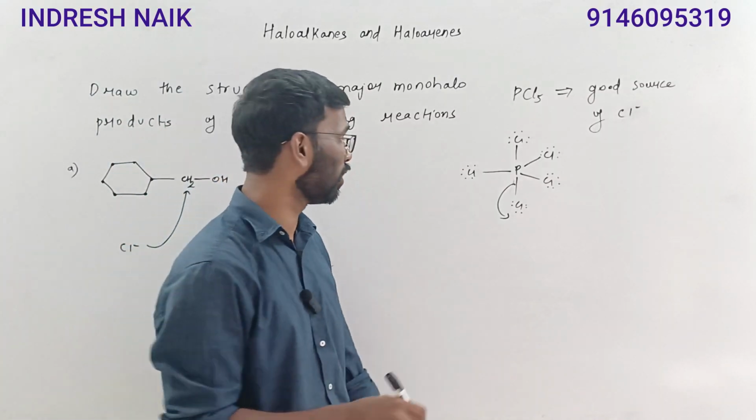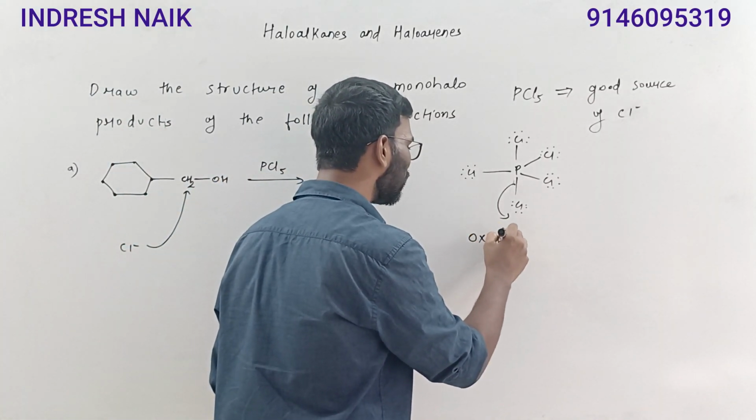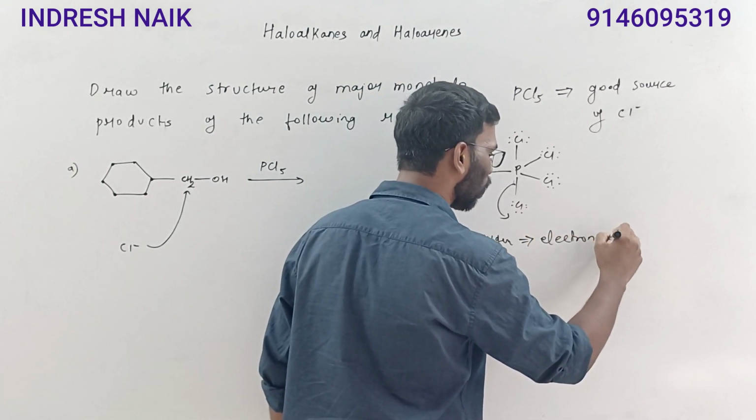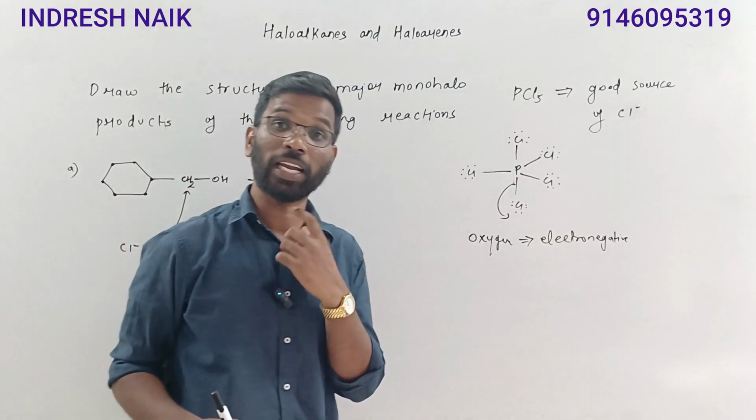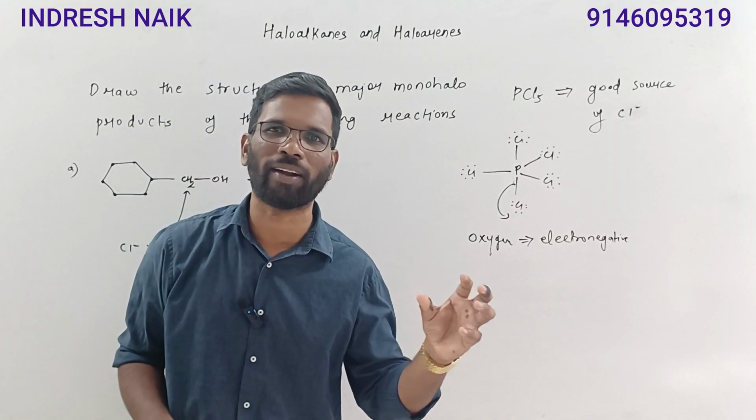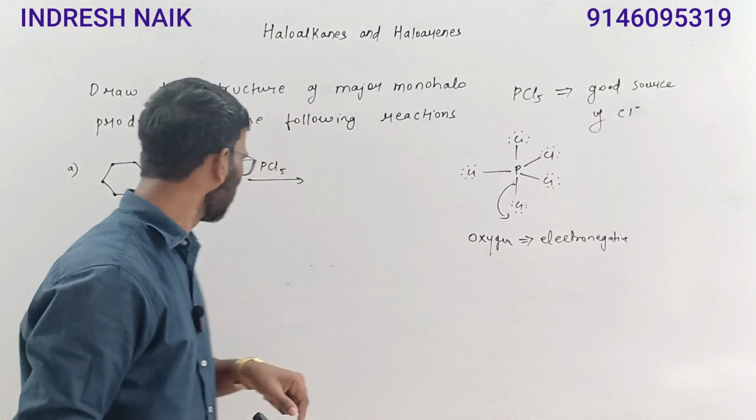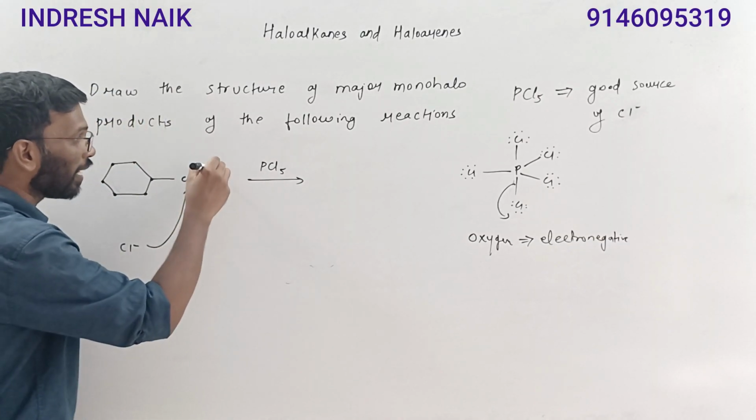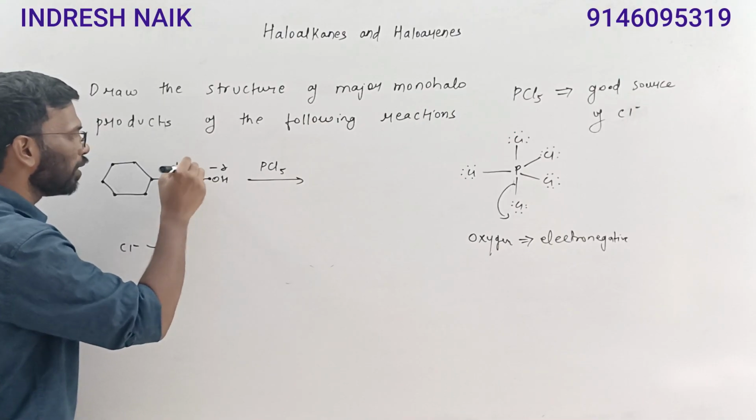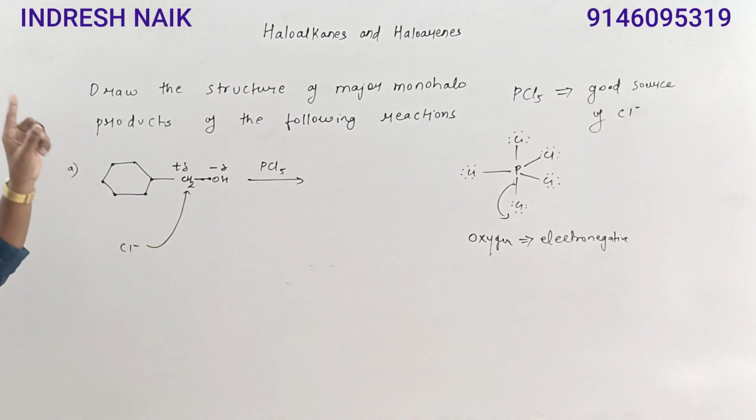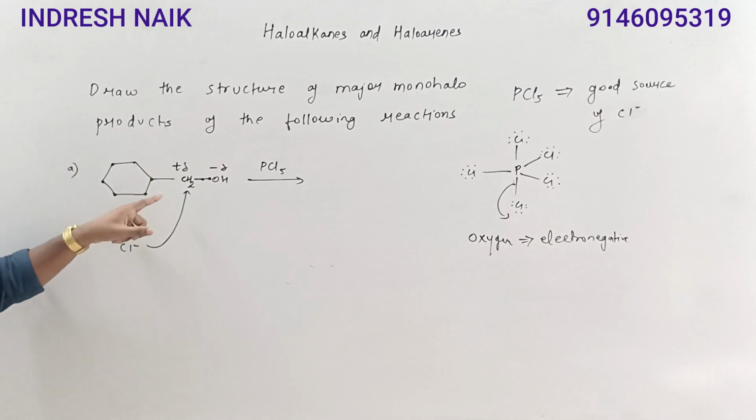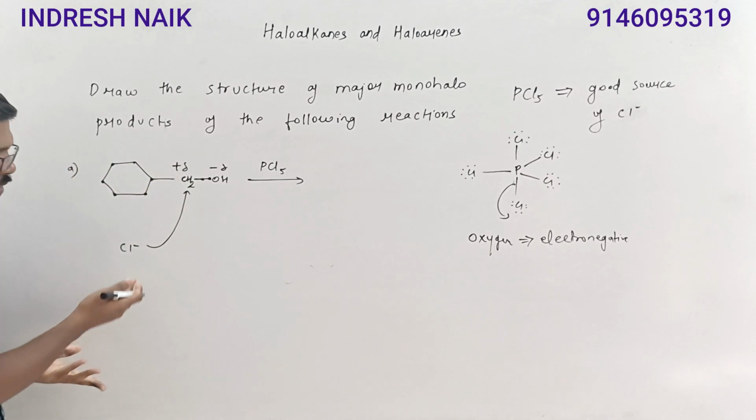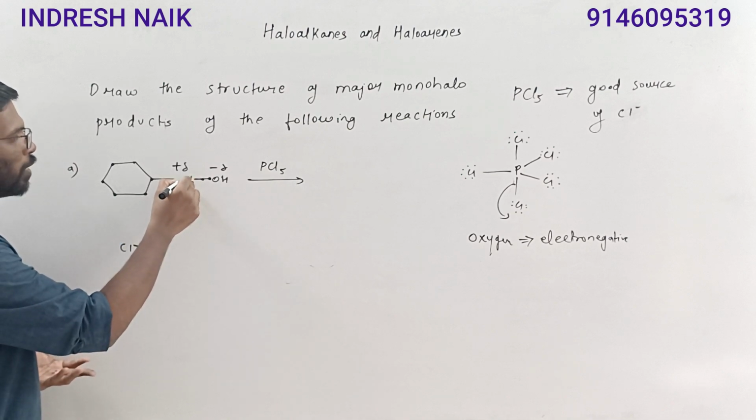What is the nature of the oxygen? Oxygen is electronegative in nature. What is the meaning of electronegativity? Electronegativity means tendency of an atom to attract shared pair of electron towards itself. Means this oxygen will pull the electron of the carbon also towards itself. So in that case, there is a partial negative on oxygen and this carbon is partially positive. That's why, if you compare other carbons, they are not as partially positive as this carbon. So the attack or donation of this chlorine takes place on this carbon only.